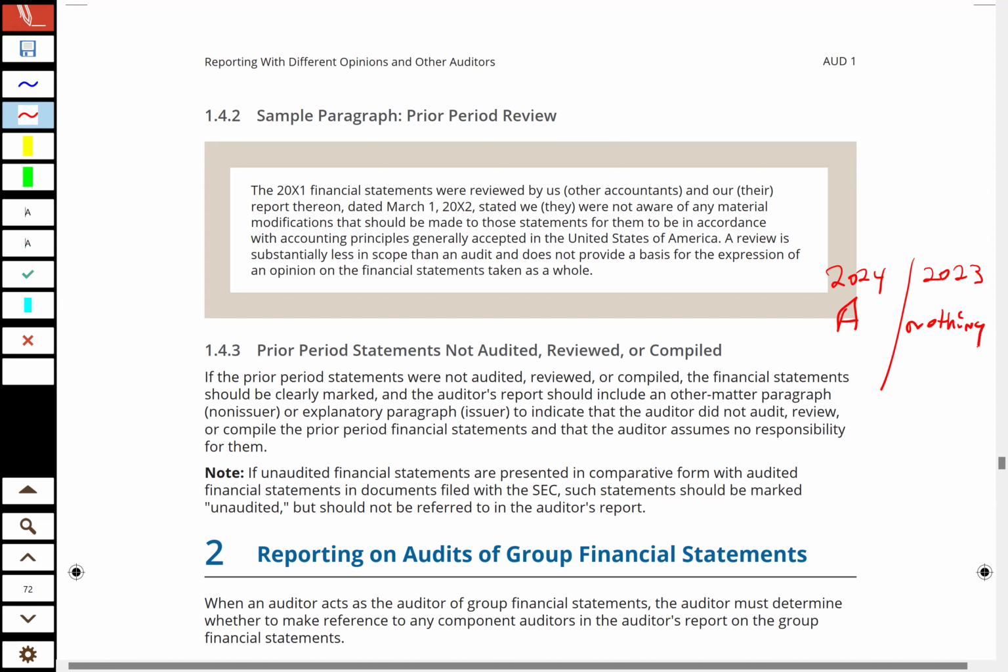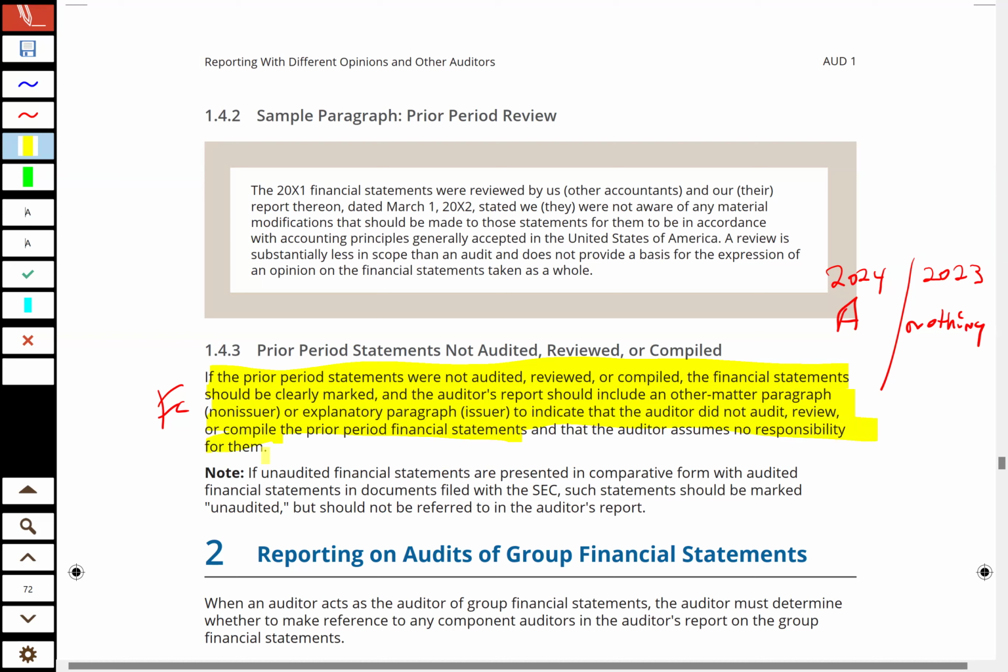Okay. If you have that situation, let's flashcard that. If the prior period statements were not audited, reviewed, or compiled, the financial statements should be clearly marked, and the auditor's report should include an other matters paragraph or explanatory paragraph stating that they did not audit, review, or compile the prior period statements, and assume no responsibility for them.